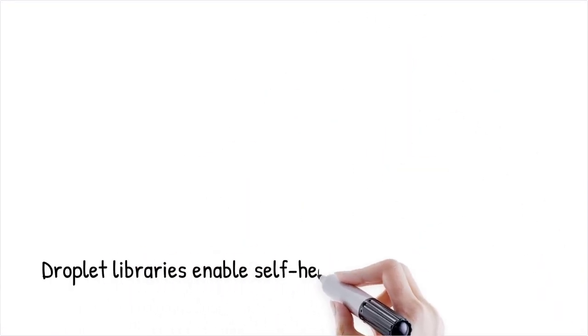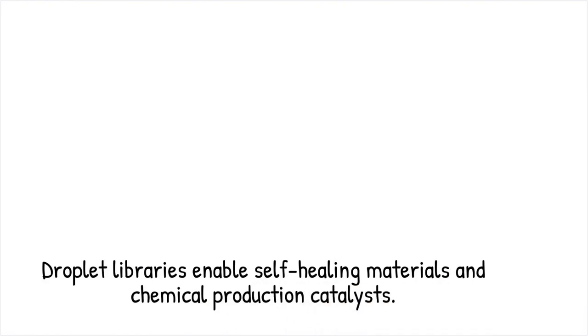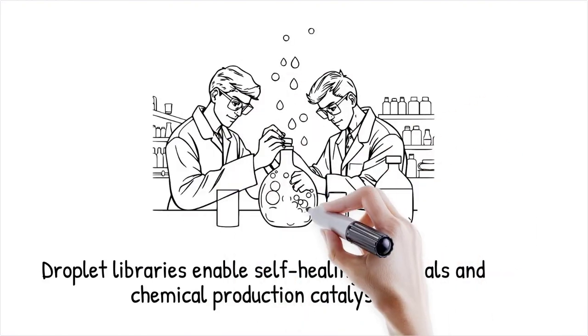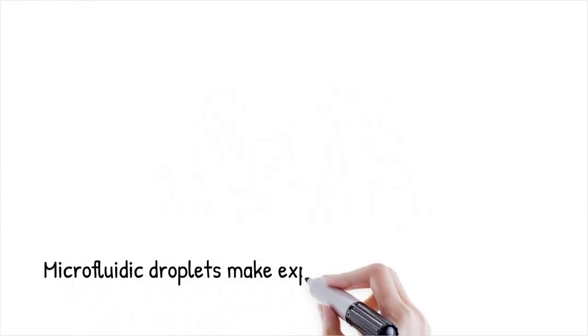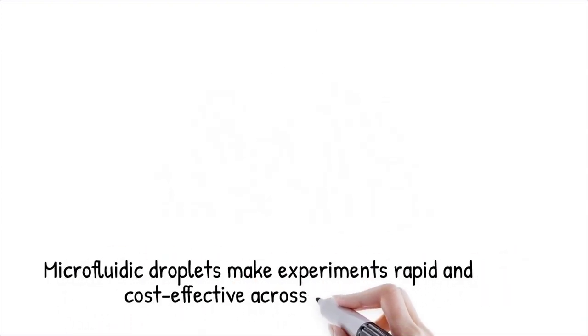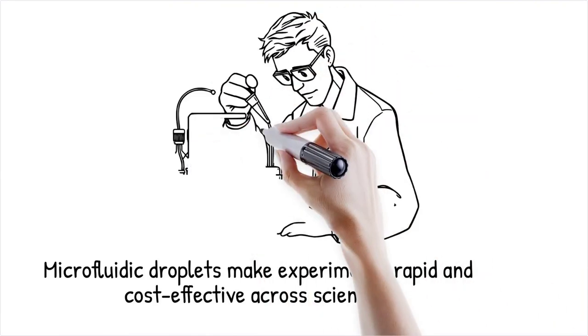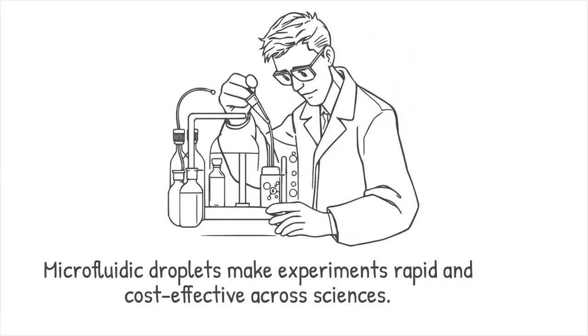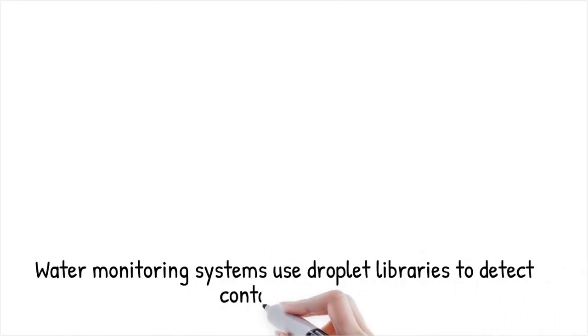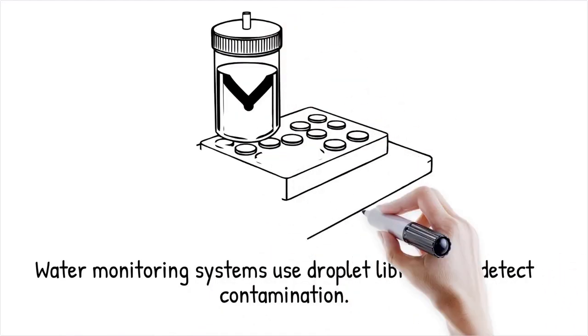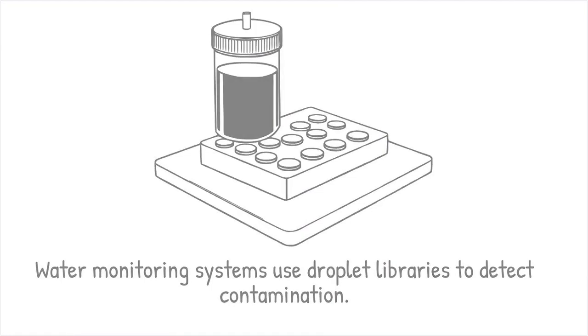The ability to conduct rapid, small-scale experiments makes droplet libraries a cost-effective tool in diverse scientific fields. Water quality monitoring systems use microfluidic droplet libraries to detect contamination in drinking water. It's like miniaturizing an entire chemical plant into thousands of droplets, each performing a different test.